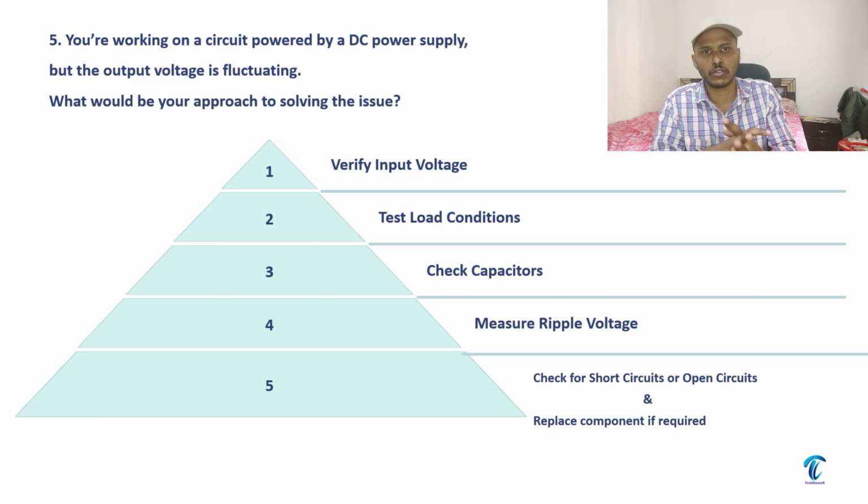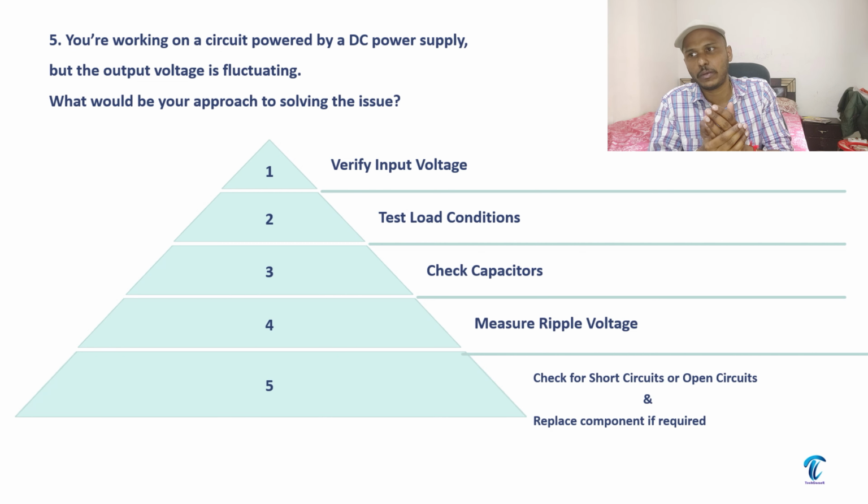And coming to the last question of this video, you are working on a circuit powered by a DC power supply, but the output voltage is fluctuating. What would be the approach? So in your circuit there is a DC power supply. Definitely for the input of the DC power supply, you have to check whether the AC input, 230 volt or whatever the proper input supply is, is coming or not. That you have to check.